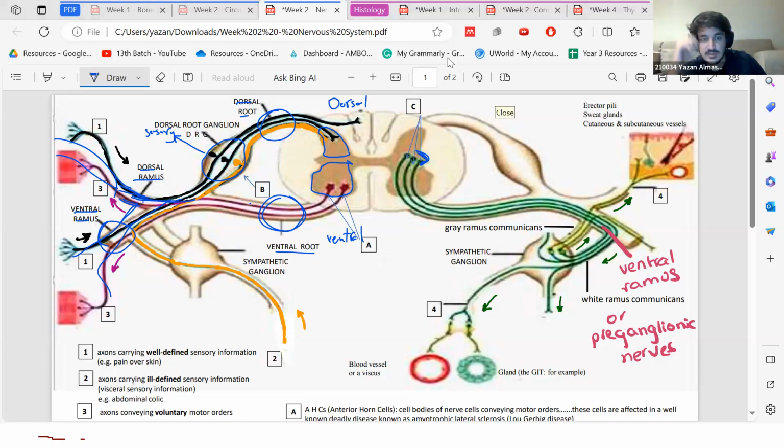What's present inside the gray matter? Like which cells and cell bodies? It's a multipolar neuron, the motor neuron, and we also have sensory neuron. So we have sensory neuron both in the dorsal root ganglion and in the spinal cord. This is too advanced. You don't have to know the details. It's fine.